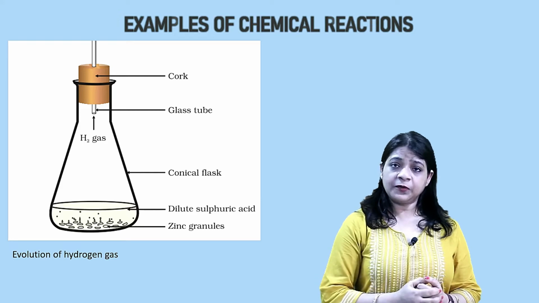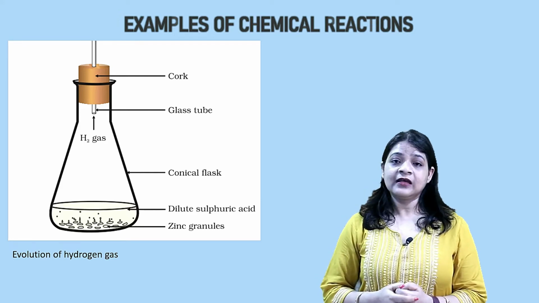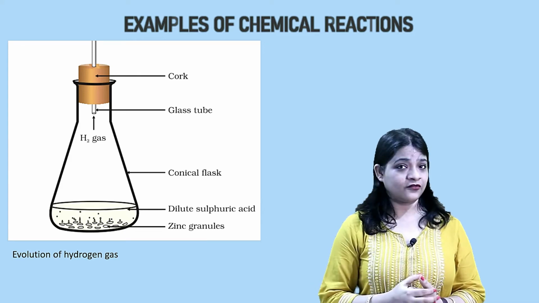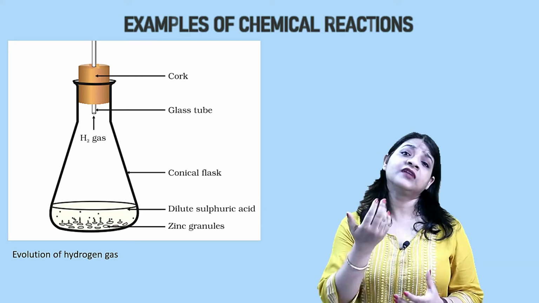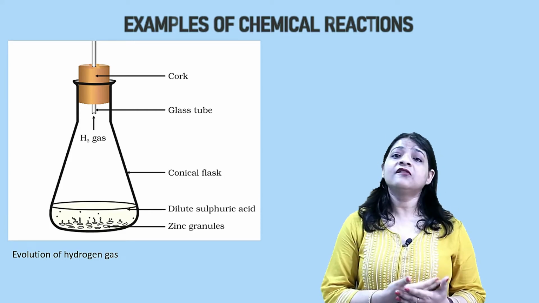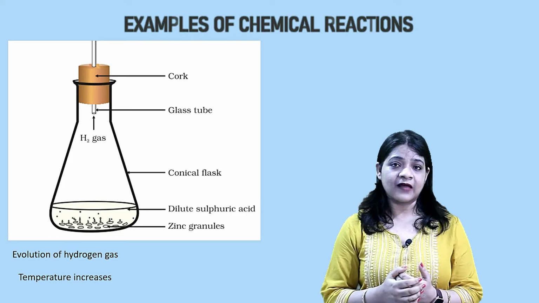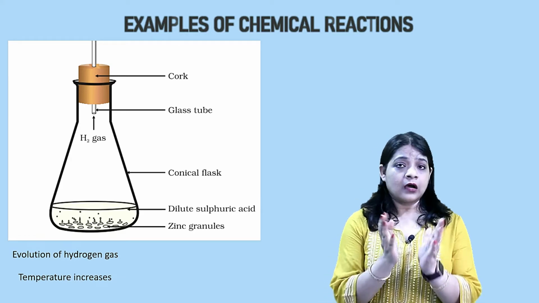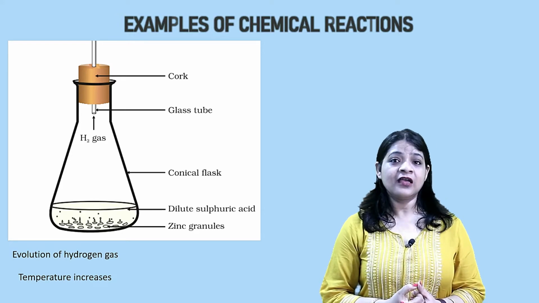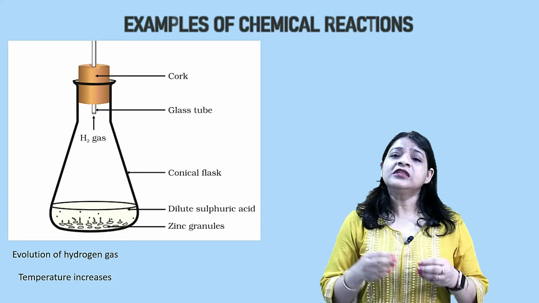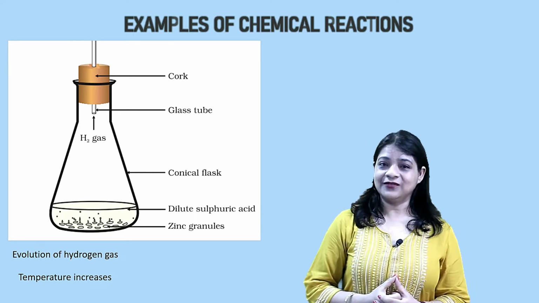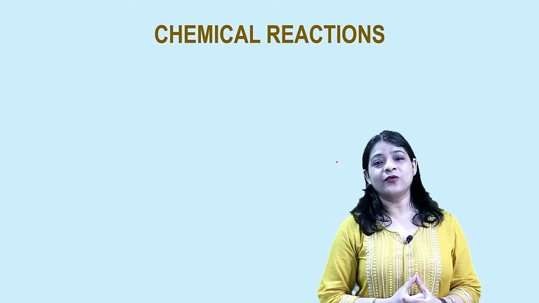So from this experiment, we see that due to the chemical reaction, evolution of hydrogen gas has occurred, that is hydrogen gas has escaped from the cork of the conical flask, as well as if you touch the conical flask, you will see that the conical flask is hot, that is a change in temperature has also occurred. So these are some of the changes that we see when a chemical reaction takes place along with the formation of new substance.